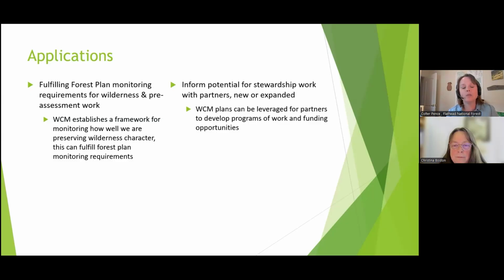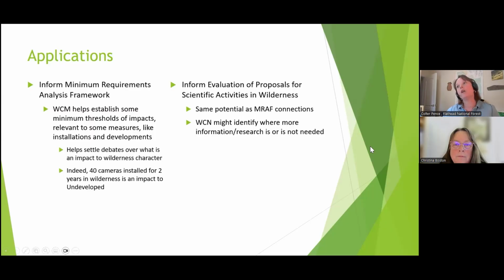And last, both of these documents, the wilderness character narrative, but I think in particular the wilderness character monitoring baseline, can identify opportunities for partnered stewardship work. These are some of the monitoring elements that we want to perform, that we need to perform here, and directing partners to those elements is strategic, right? They can grow their capacity and funding and develop a program of work around those elements and be more robust partners for us. So, I do have two more here.